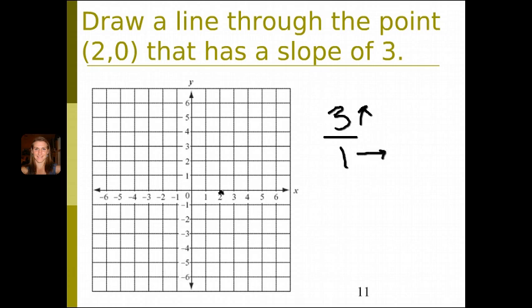So from the point that we have made at 2, 0, we are going to rise 3 and run 1 and put a dot there. You can continue going by rising 3 from that point and running 1. Once you have gotten these points, you can draw a line through the points to get your line on the graph.